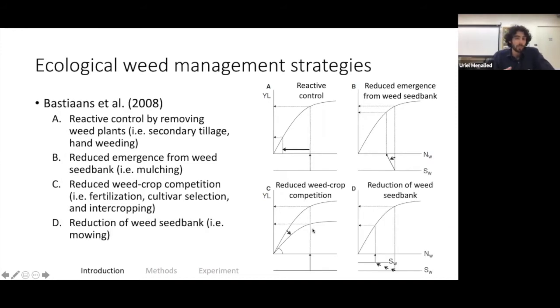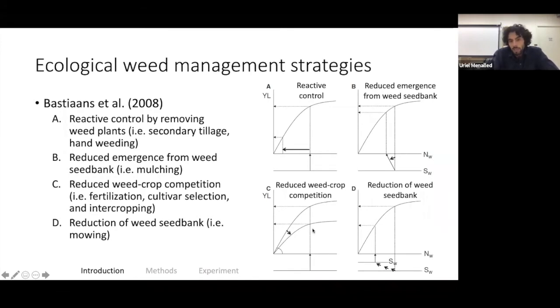Another mechanism of ecological weed management is the reduction of seed recruitment into the seed bank. And so this is any practice that limits weed seed rain. So for instance, mowing before a weed sheds its seeds would accomplish the reduction of the weed seed bank.